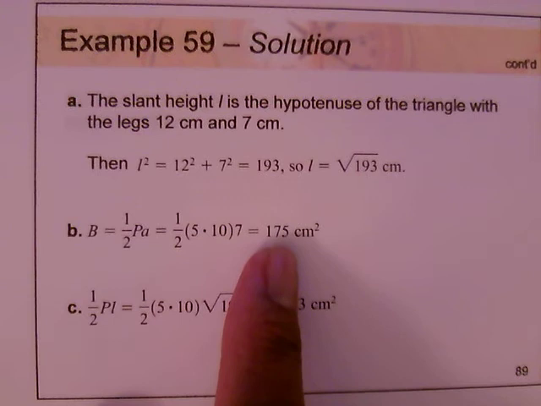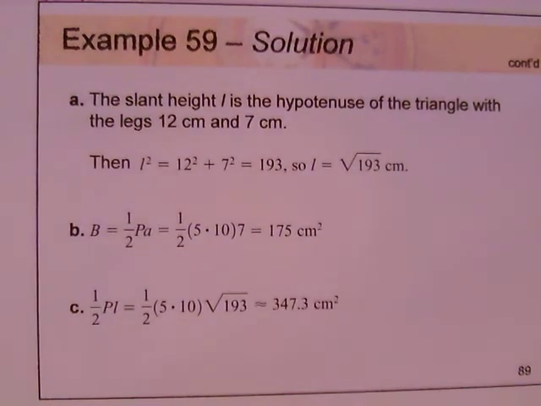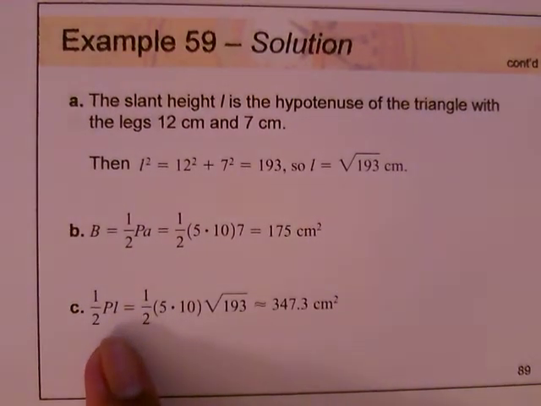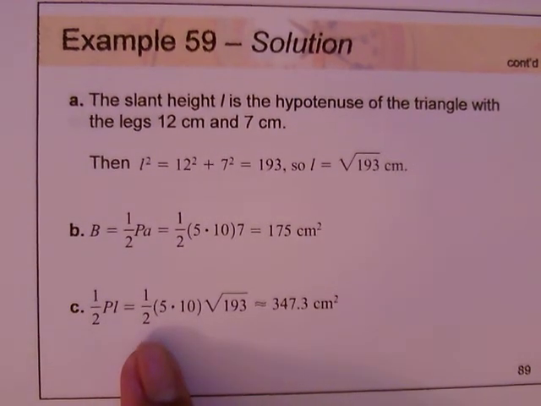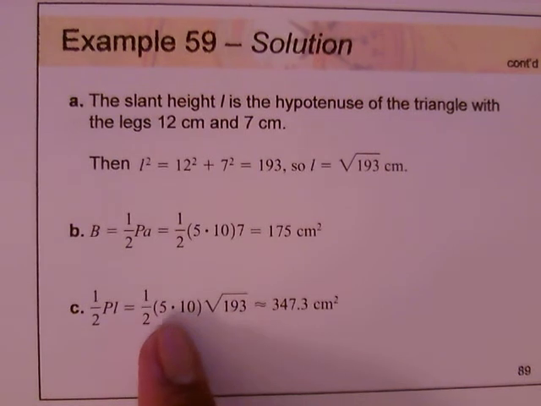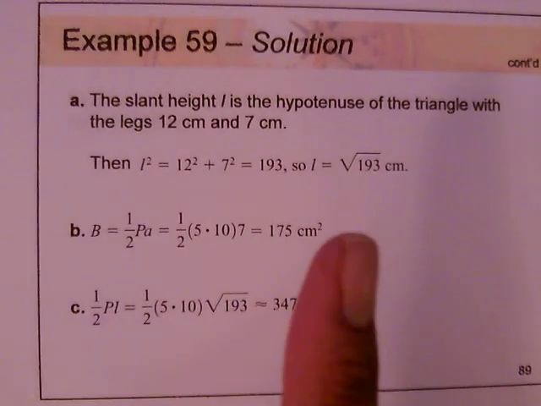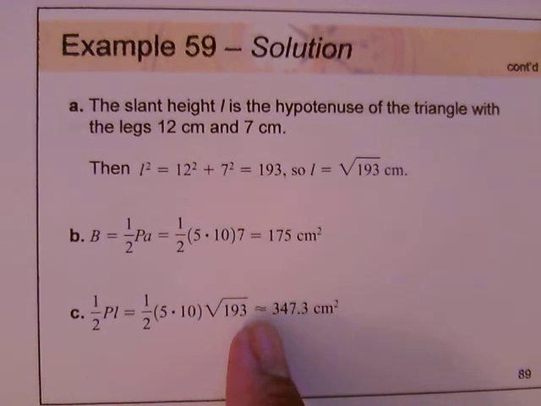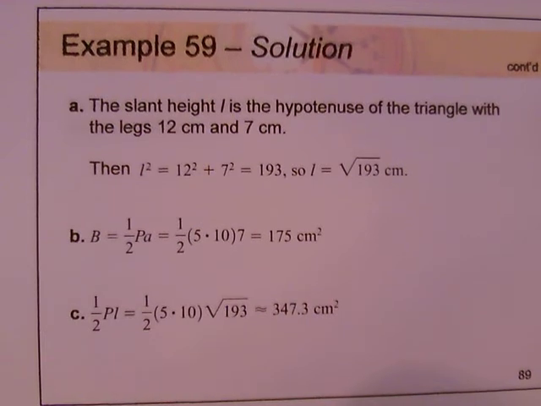And then part C is finding the lateral surface area of the pyramid. Here's part C. That's the lateral surface area. 1/2 P times L. So it's 1/2 of 5 times 10 times the slant height, which was the square root of 193. Now, if we round that off, you'll get 347.3 square centimeters.